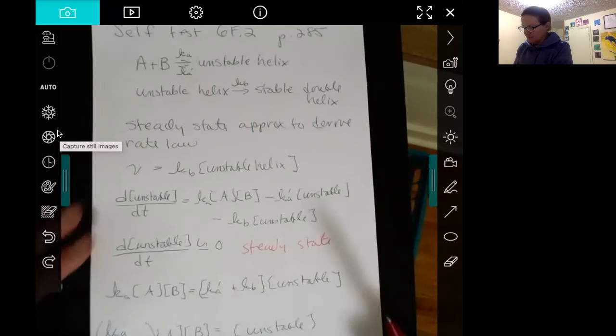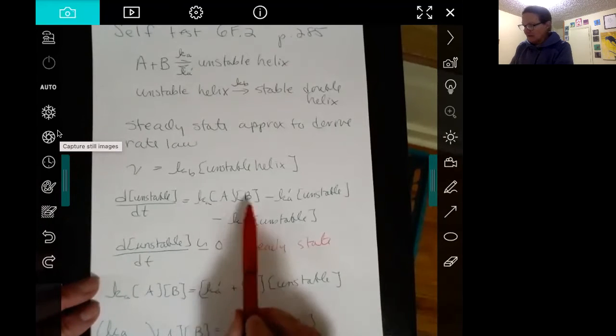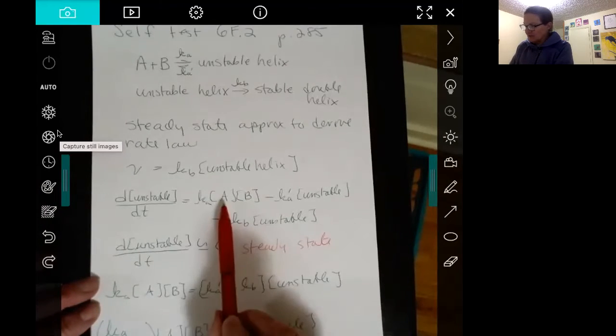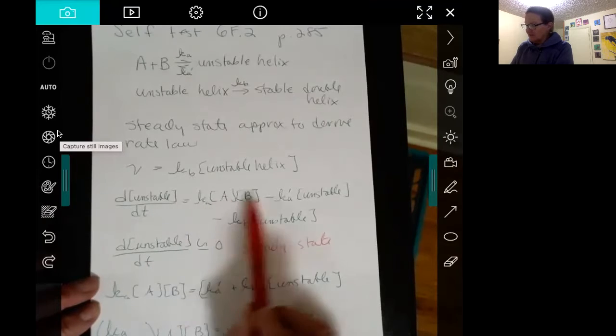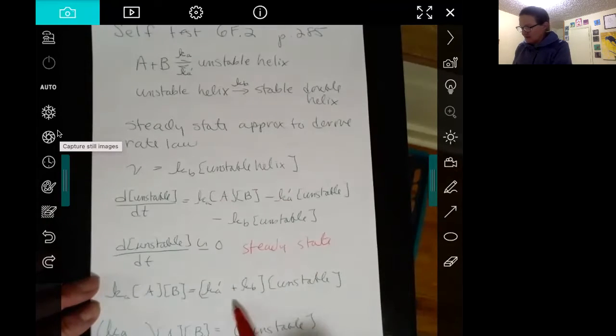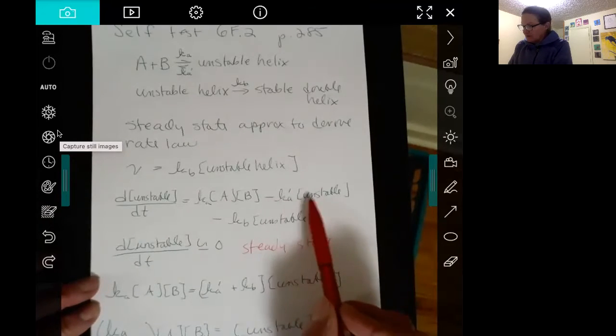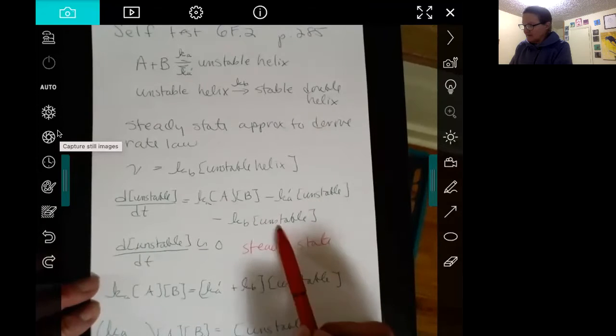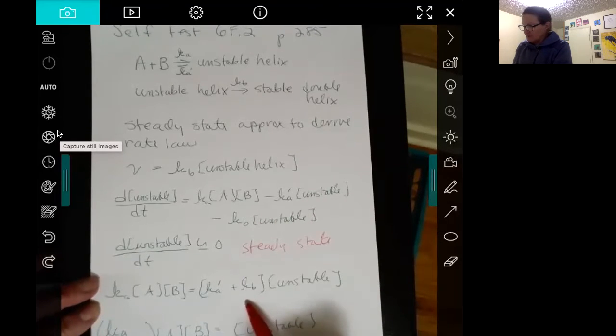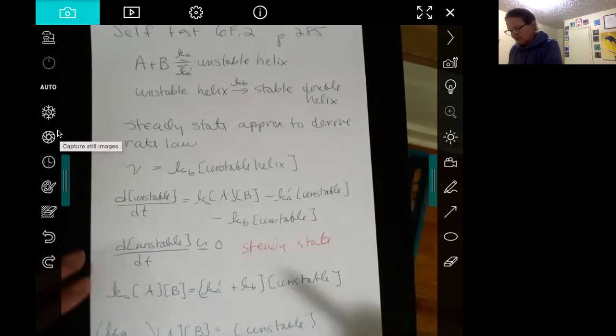We'll set it equal to 0. When we do that, then we can just rearrange this. Keep this on this side, take the two negatives to the other side. When you do that, you notice that it's 2 rate constants times the unstable. So I just pulled those out front times the unstable concentration.